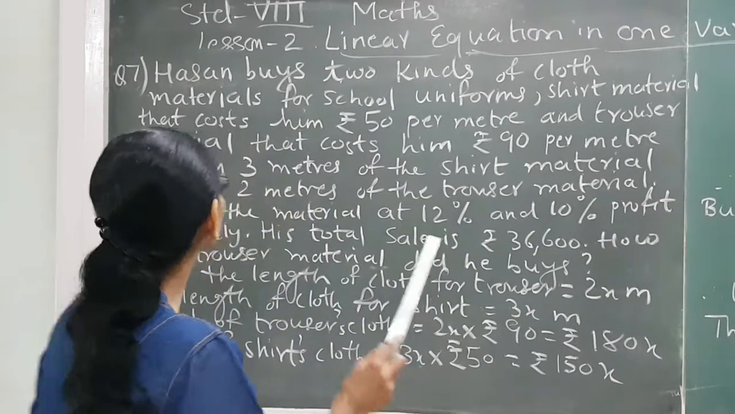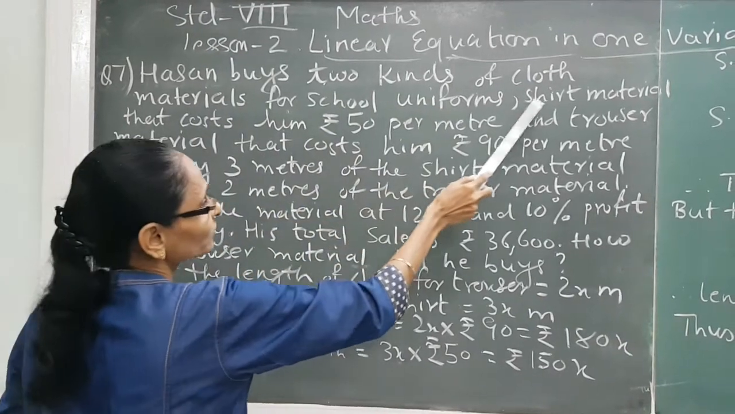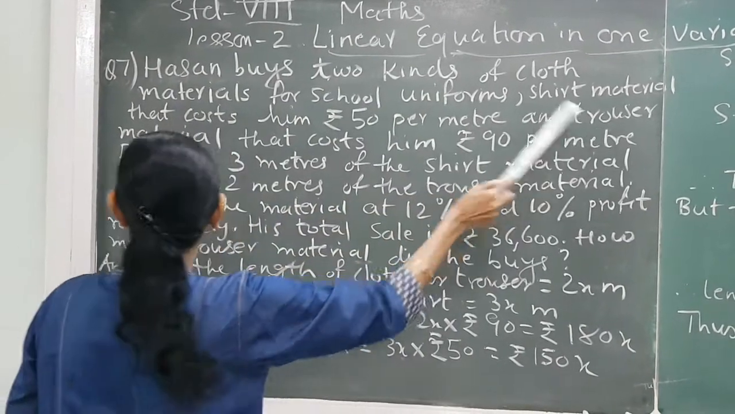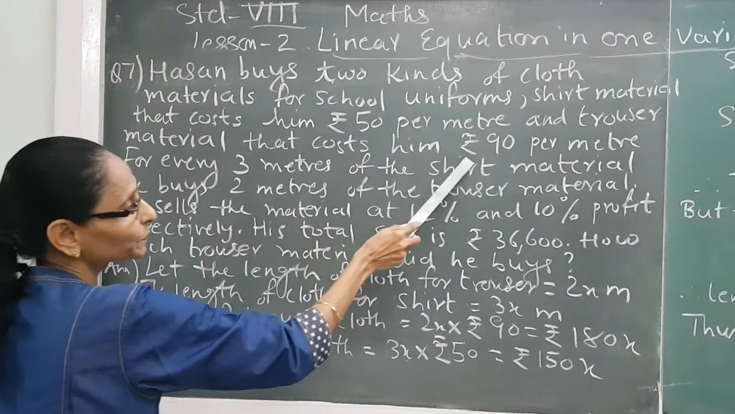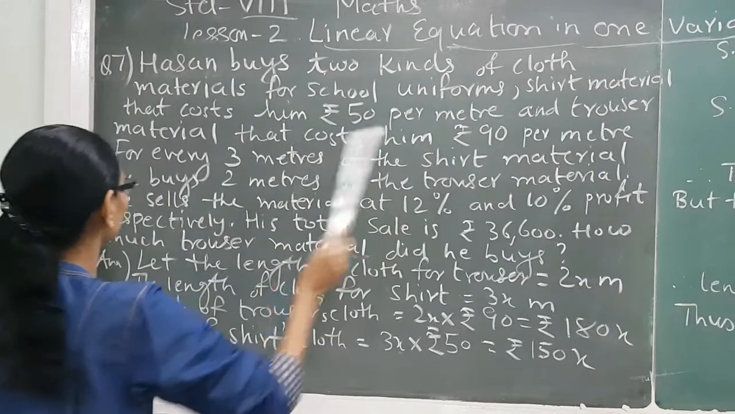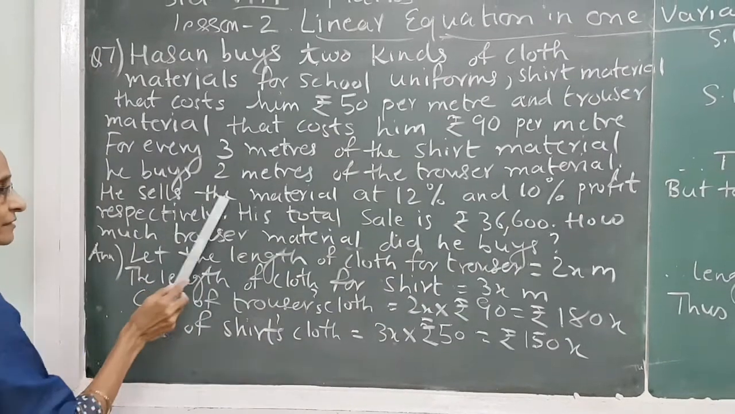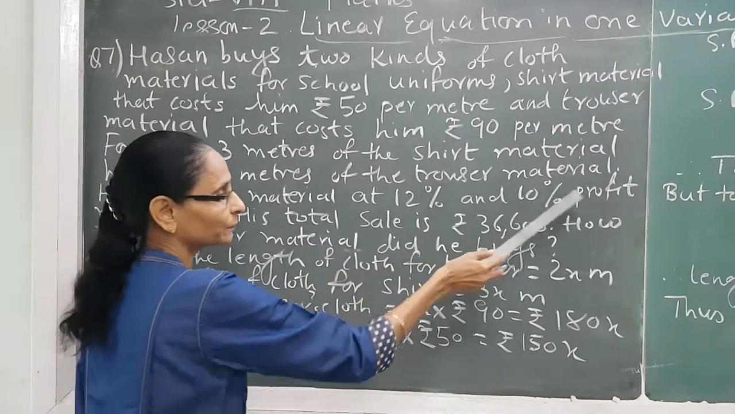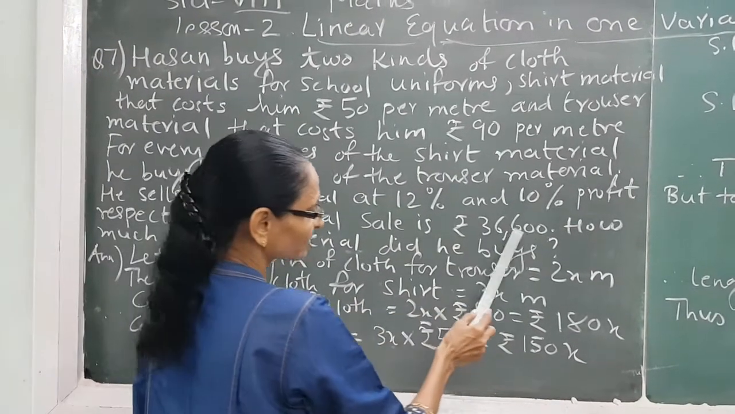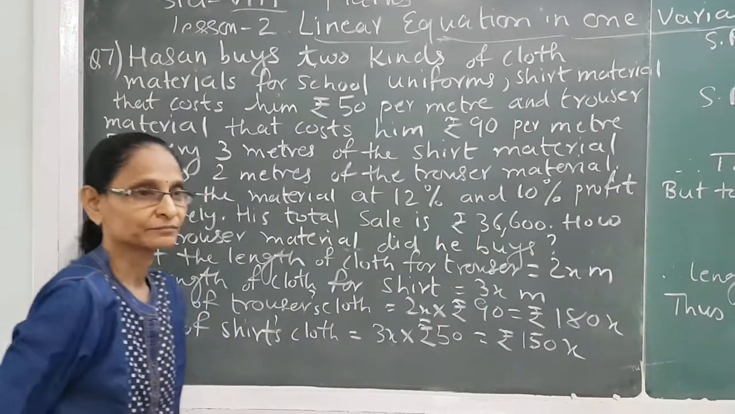Question number 7. A person buys 2 kinds of cloth materials for school uniforms. Shirt material costs him ₹50 and trouser material costs him ₹90 per meter. For every 3 meters of the shirt material, he buys 2 meters of the trouser material. He sells the materials at 12% and 10% profit respectively. His total sale is ₹36,600. How much trouser material did he buy?